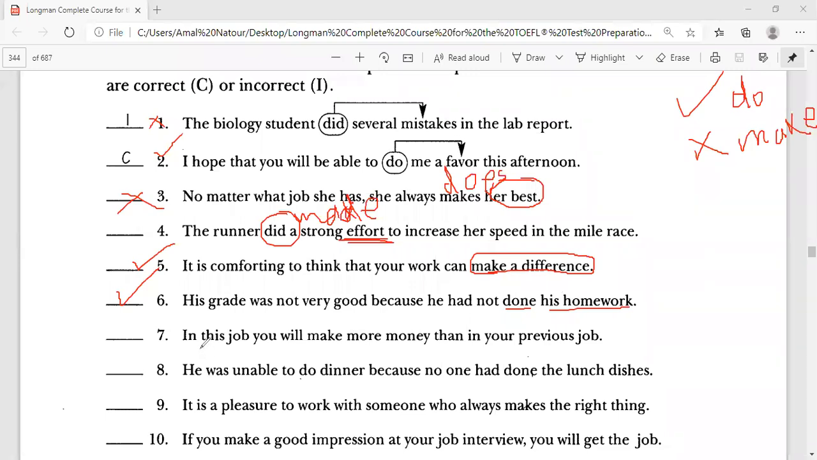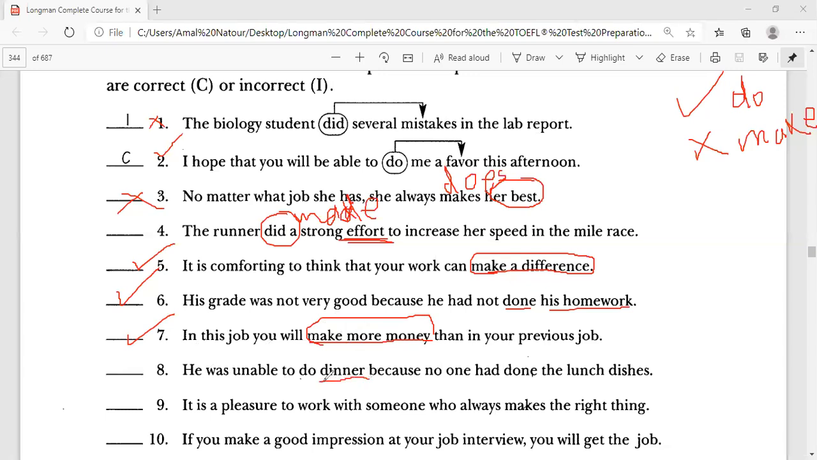Number 7, in this job, you will make more money than in your previous job. Make money. Is it easy to make money? No, it's not easy to make money. It needs from me to be creative. Some people, like an expert or a doctor or astronaut, are doing their best in order to make money. It is because it is not easy to make money. Correct. So I have to say make money. This is correct.